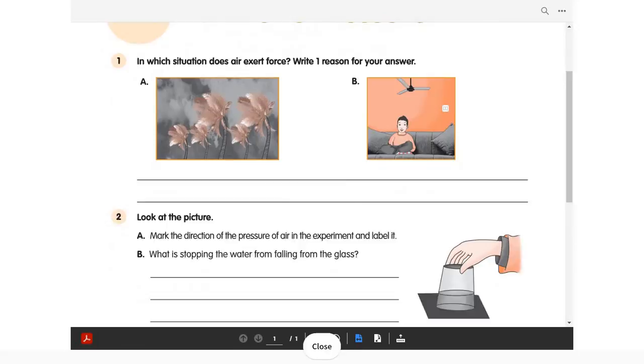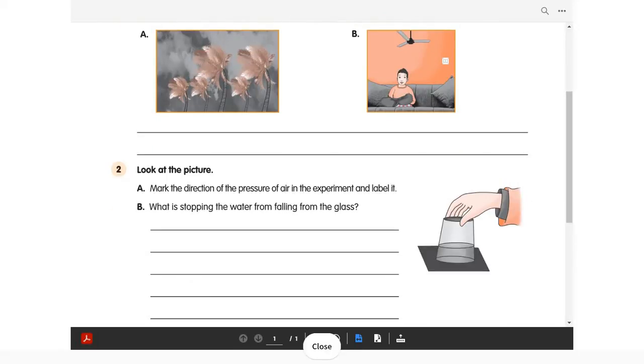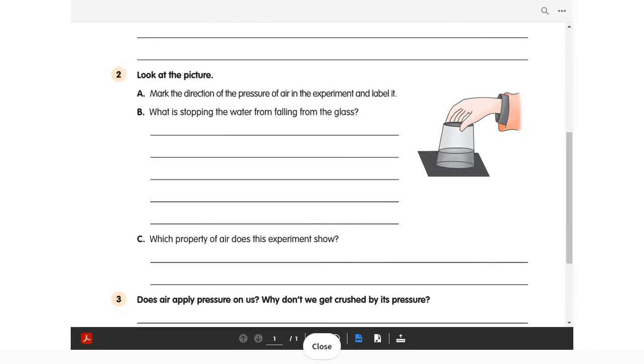Next question. There is a picture, right? Look at the picture and answer the questions. The questions are: mark the direction of the pressure of air in the experiment and label it. Question number 2b. What is stopping the water from falling from the glass? Question number 2c. Which property of air does this experiment show?